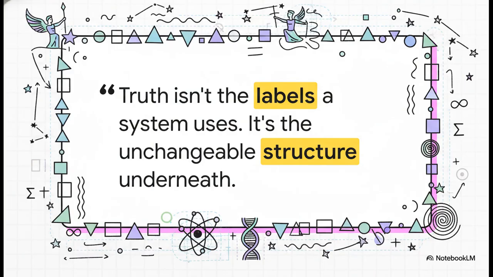And this, right here, is the ultimate takeaway. The real, objective truth isn't found in the specific names or symbols or stories that any one system uses. All of that is just cultural packaging. The real truth is in the unchangeable mathematical structure that repeats itself over and over and over again, no matter what we decide to call it.